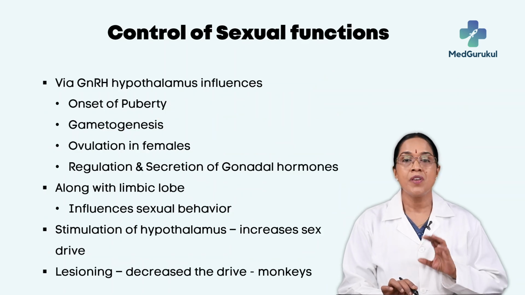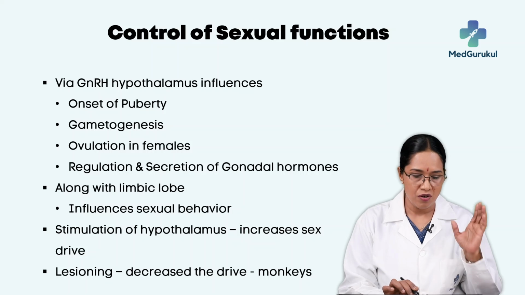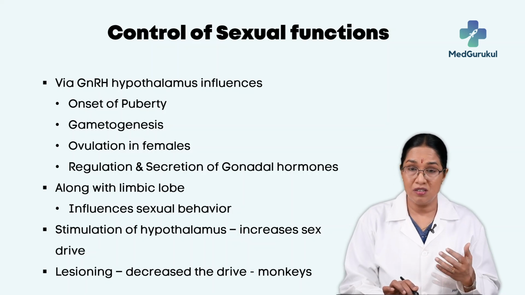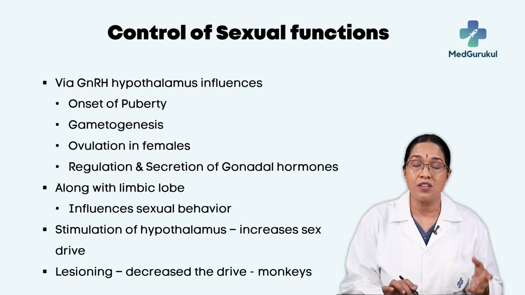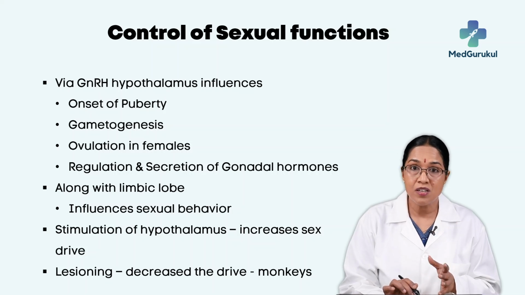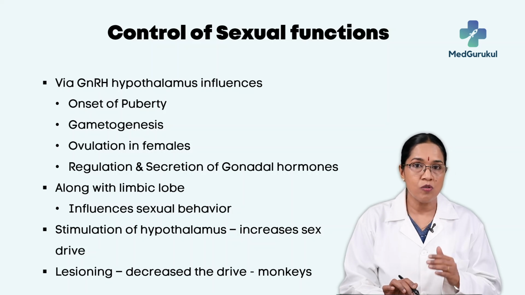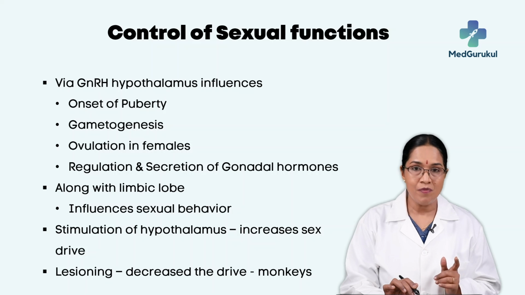Now, coming to how the hypothalamus is involved in the sexual functions of a being. The hypothalamus carries out the sexual functions via GnRH. What is this GnRH? The gonadotropin releasing hormone, which the hypothalamus influences. That is why the sexual functions are controlled by the hypothalamus.